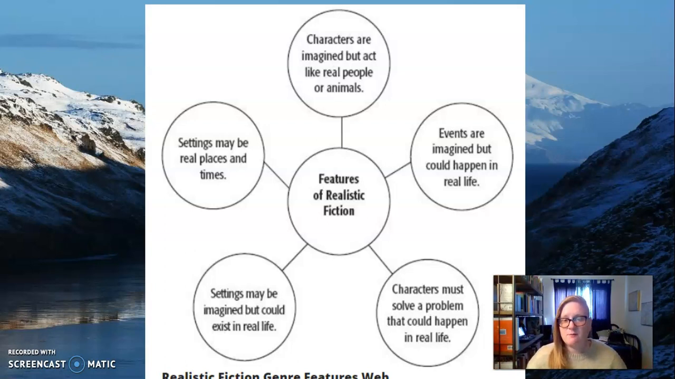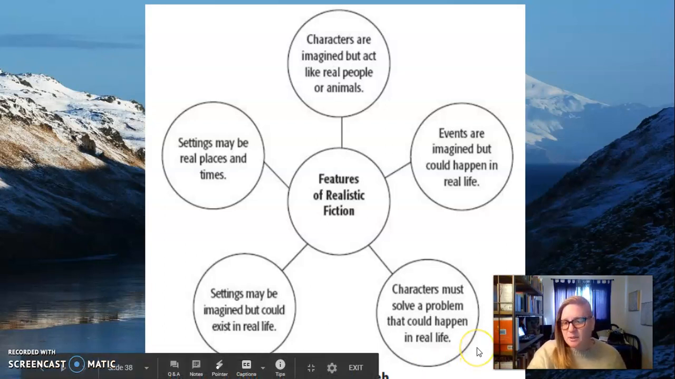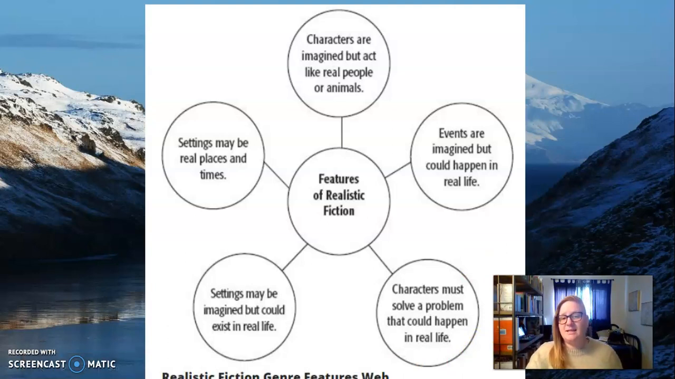So characters must solve a problem that could happen in real life. And that's another thing, right? For instance, I'm going to talk a lot about King Midas. King Midas, his problem was that he was unhappy that everything he touched turned to gold, right? Is that a problem that could happen in real life? No. So what's different in Water Sky is that the problems that our character faces in this story are problems that could actually happen to a normal person.